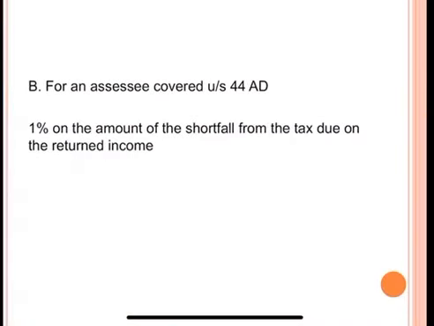Then for assessees covered under section 44AD, if an eligible assessee in respect of an eligible business referred to in section 44AD, who is liable to pay advance tax under this section, fails to pay such tax, or the advance tax paid by the assessee on its current income on or before the 15th day of March is less than the tax due on the returned income, then the assessee shall be liable to pay simple interest at the rate of 1% on the amount of the shortfall from the tax due on the returned income.